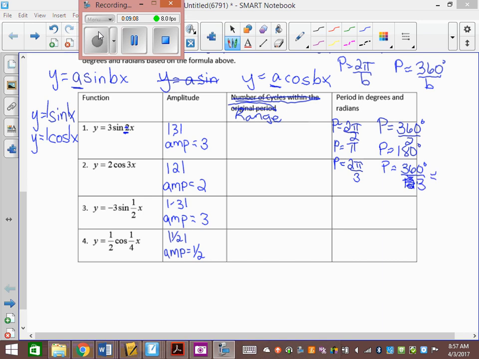Where it normally would repeat itself every 360, it's now repeating itself every 120. So that's 3 times in the normal graph, right?